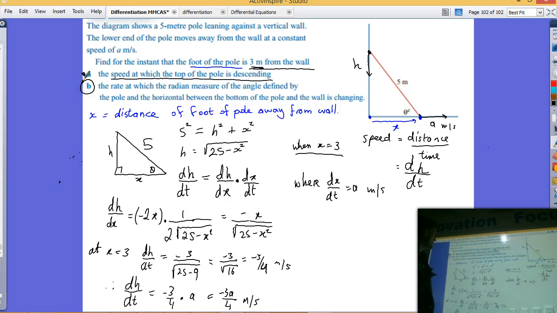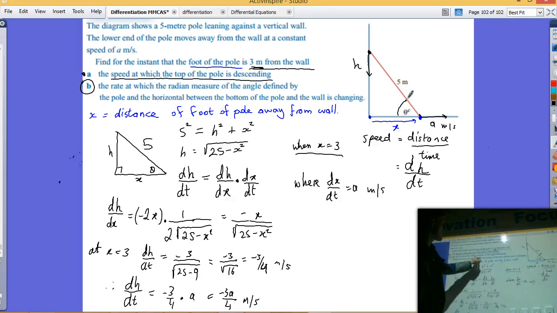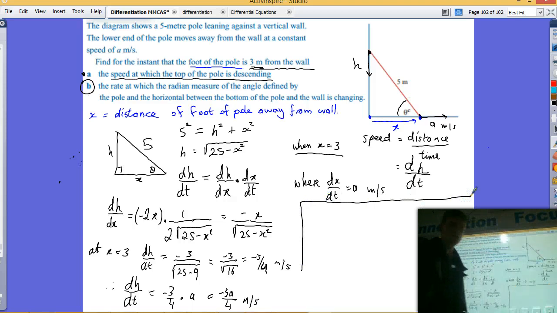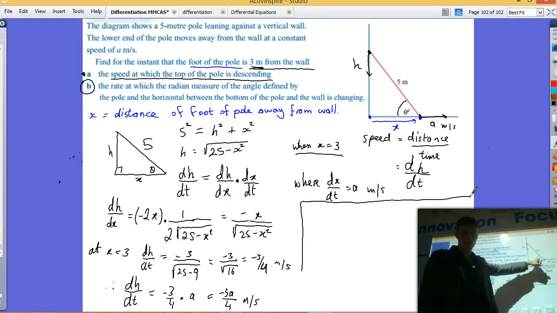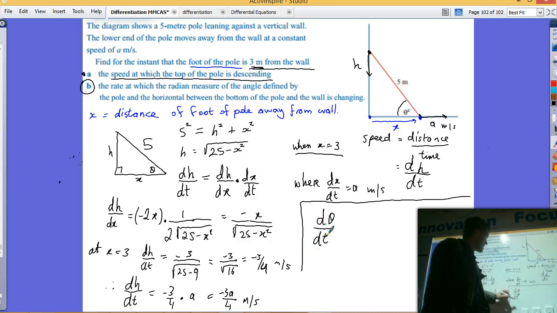I'll let you think about part B by yourself. You're after the rate at which the radian measure of the angle defined by the pole and the horizontal between the bottom of the pole and the wall is changing. That seems a little tricky. But we are interested in the rate at which the radian measure changes. So this theta is what we're thinking about, and we want what is the rate of change of theta. So let's just note down that d theta dt is what we're after.